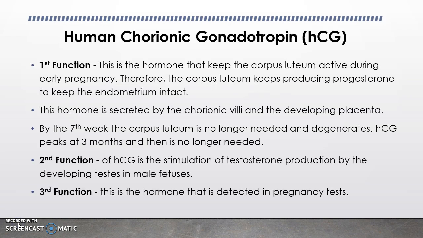The HCG hormone has many functions. The first function is that it keeps the corpus luteum active during early pregnancy. Therefore, the corpus luteum keeps producing the progesterone in order to keep the endometrium intact. This again is secreted by the chorionic villi and the developing placenta. By the 7th week, the corpus luteum is no longer needed and it just degenerates. The HCG hormone peaks at 3 months and then is no longer needed as well.